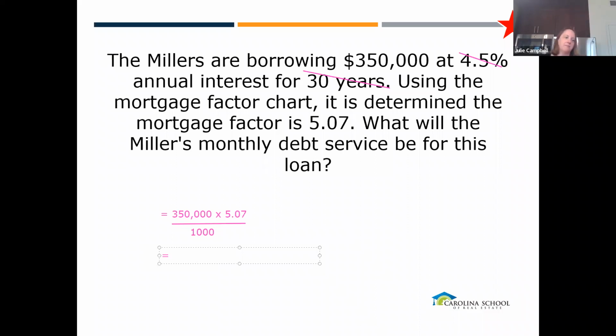So we take 350,000 times 5.07. We get like 1,774,000. Do you want this for your mortgage payment? Not yet, right? So now we divide by 1,000 to get a mortgage payment we can afford. $1,774.50. Good, good, good. I guess that's my question to you. If you didn't get it right, do you see where you went wrong? So that's good. Again, know the formula.